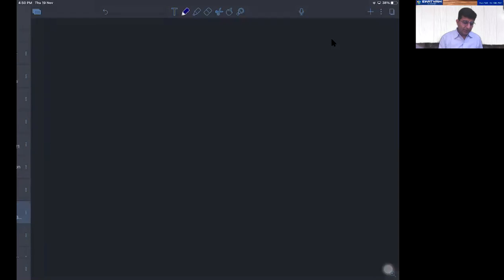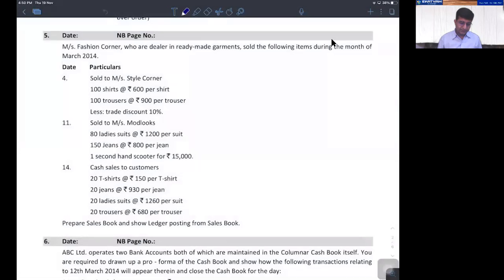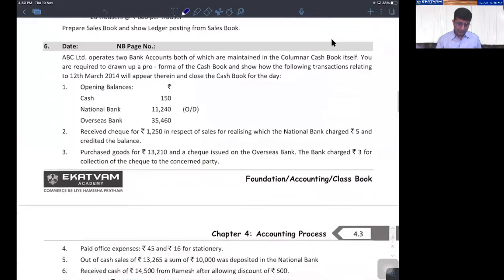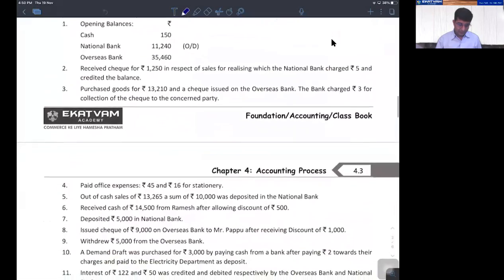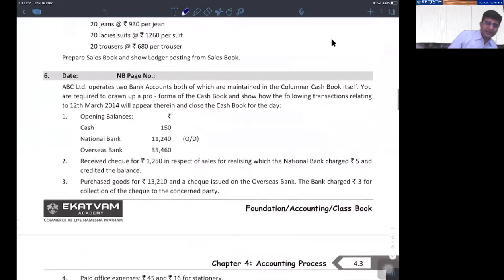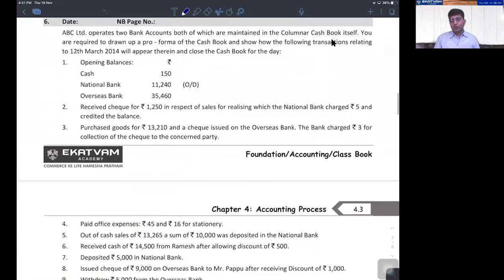Okay, let's do an example on this concept of cash book. If you'd observe, this is the example in your textbook. Many of you have already received it now. Yes or no? Majority of you have received it. If you don't have, I've already shared the soft copy of this with you people.